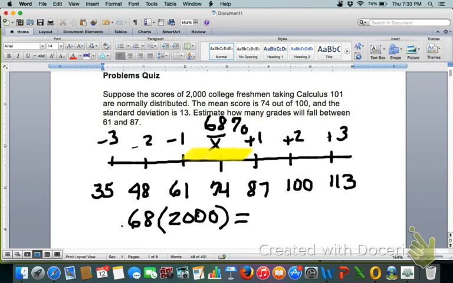And then that would give you 0.68 times 2,000, and that would be 1,360 grades. So 1,360 grades will fall between 61 and 87. And this is the part that you forgot to do. And that's it for those questions. So when you see those on the exam, or if you should see those on the exam, now you know what else you need to do so that you can get that correct.